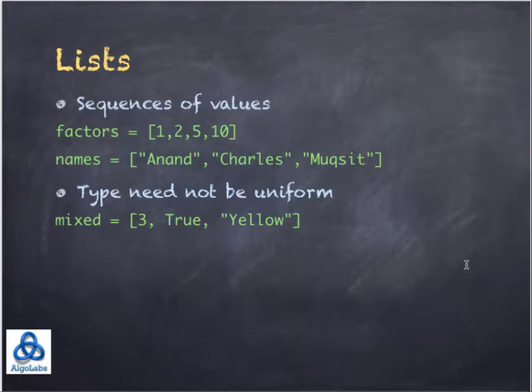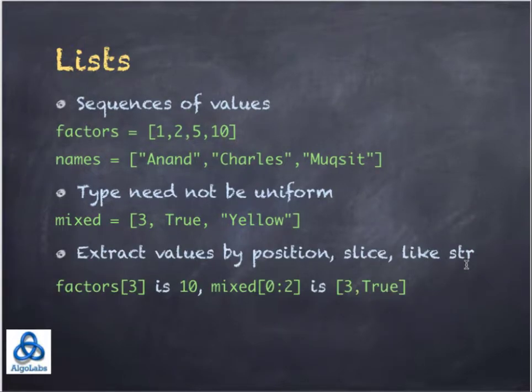Unlike other languages, the type of a list is not necessarily uniform. So we could have a list like this, a mixed list which has a number and then a boolean and then a string. Notation in Python is reasonably consistent. So just like we can extract string values at one position or across a range of positions through a slice, we can extract the same with a list.